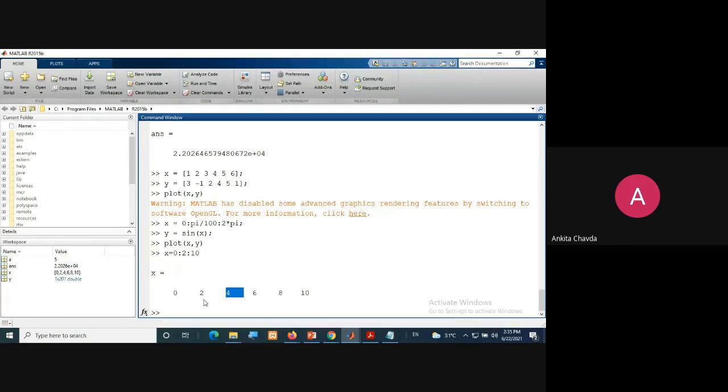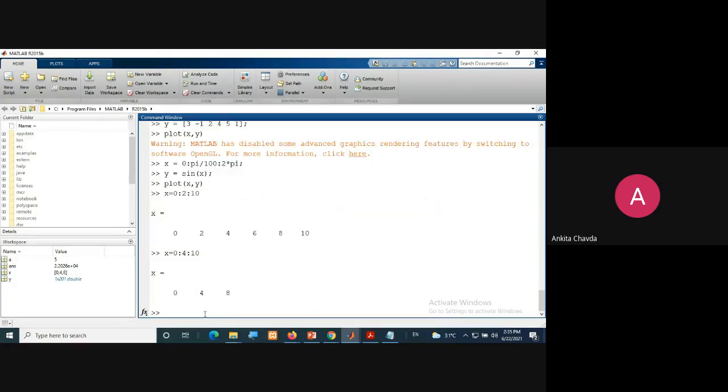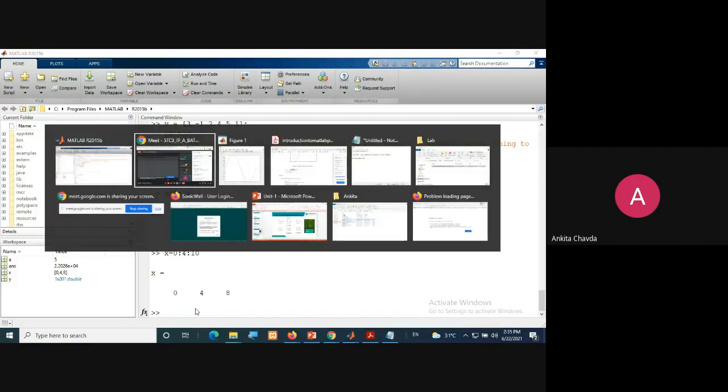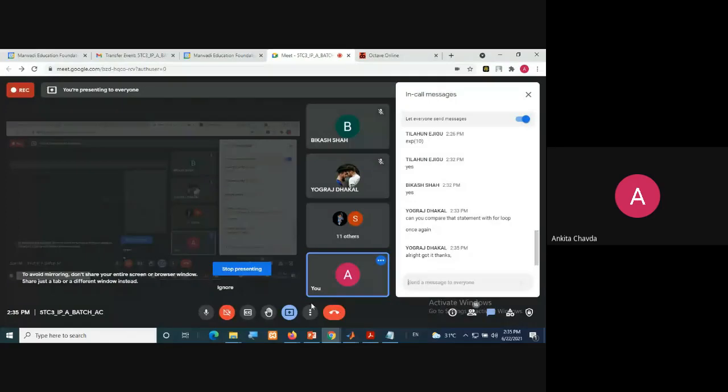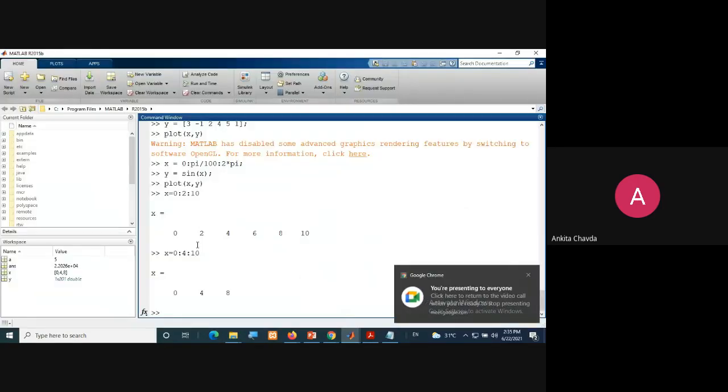The same thing I can write again where I want an increment of 4. It will give me 0, 4 and 8. Because after the increment of 4 it would be 12, but 12 is not here. Only 0, 4 and 8. Are you getting it now? Yeah, now you got it. Okay, good. So this is what we are doing.